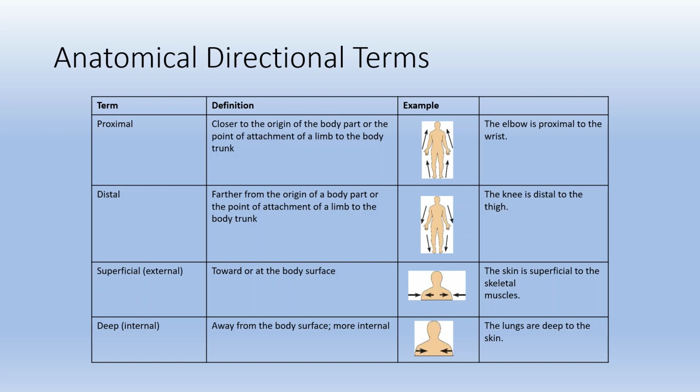Next, we have superficial and deep. Superficial means towards or at the body surface. For example, the skin is superficial to the muscles. Deep, away from the body surface. The lungs are deep to the skin. You could also say that the muscles are deep to the skin.